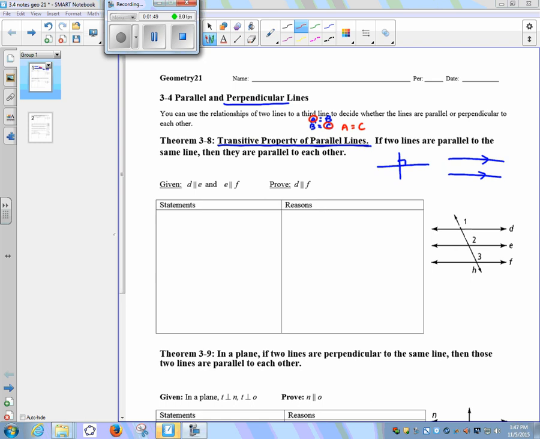Okay, so we're going to start by saying our given. If D is parallel to E and E is parallel to F. Okay, well, if D is parallel to E, based on the angles that are numbered here, we can see that 1 and 2 are corresponding angles. So if D is parallel to E, then 1 and 2 must be congruent based on the fact that they are corresponding angles. So that is the corresponding angles theorem.